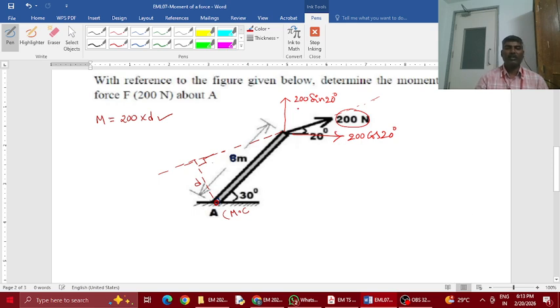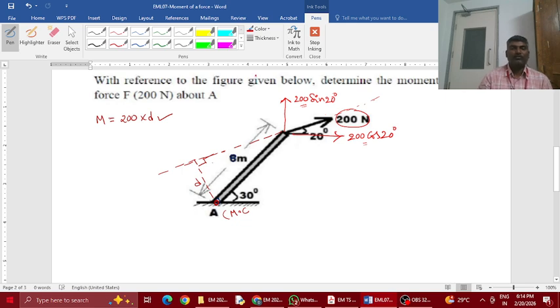So this is by Varignon's theorem. So you just go back to my previous lectures for the Varignon's theorem application. So Varignon theorem says instead of finding moment from 200 Newton, you can also find moment from the components which will give you the same value. Okay, that's the meaning, right?